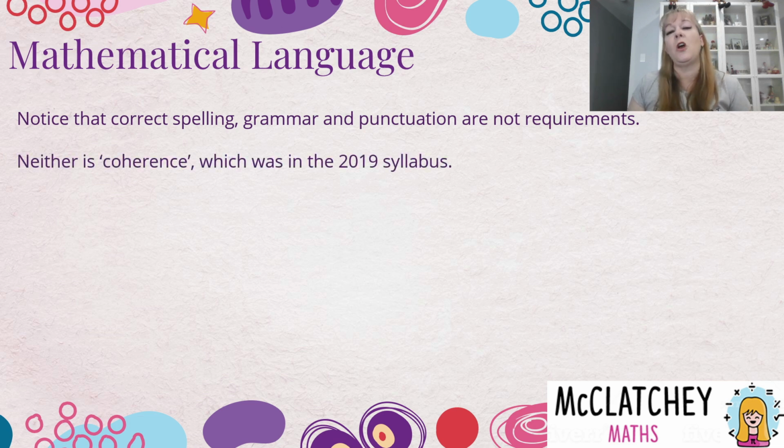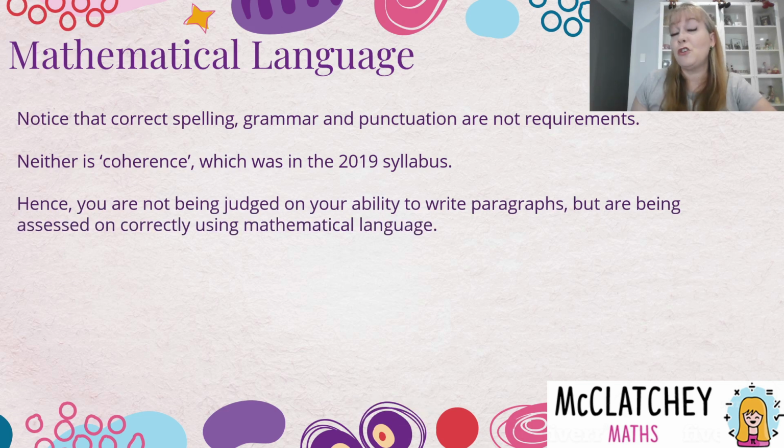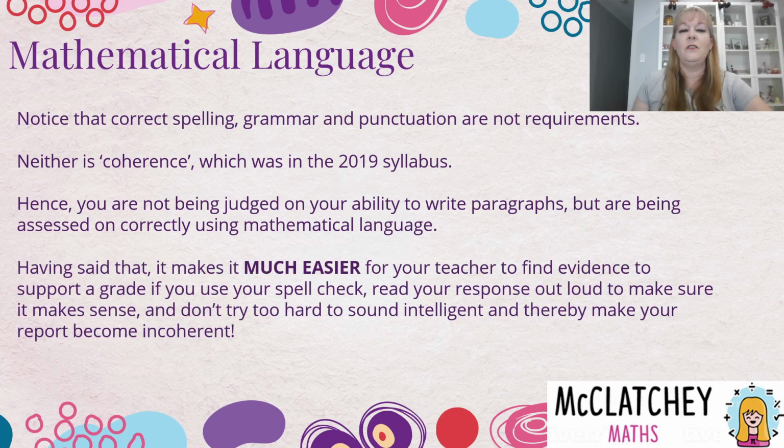So coherence is no longer part of the marking scheme. So you're not being judged on your ability to write paragraphs. This is not an English assignment, but you are being judged on your ability to use that mathematical language. So this actually might even be harder for some students to hit effectively if you're not confident with the maths knowledge. That's why it's important to understand what you're writing about before you write about it. So like I said, this makes it much easier for your teacher now to find the evidence to support your grade if you're using the spell check.